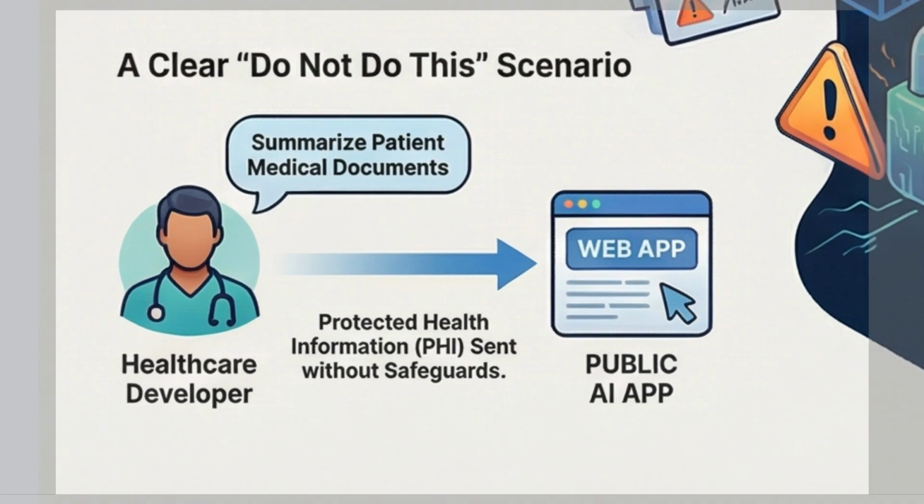Imagine a developer sending patient medical documents to a generic web AI for summarization. Personal health information travels to an external environment with no business associate agreement, no audit trail, and no contractual safeguards. Even if the AI output seems harmless, the original upload may already constitute a serious privacy and compliance breach.